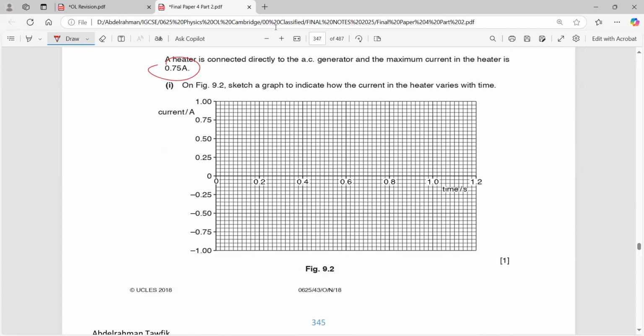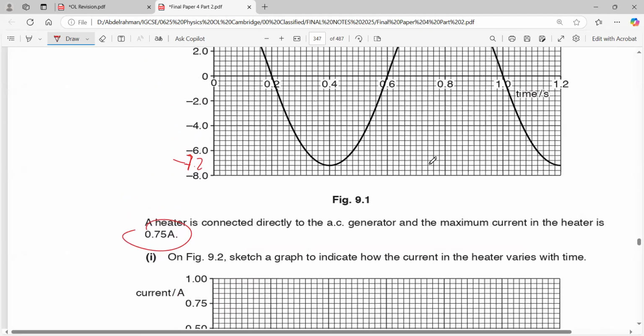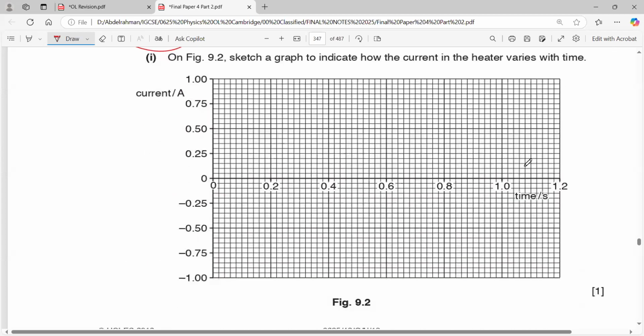Can I sketch the graph to indicate how the current varies with time? Yes, definitely I can do that. Let's zoom in a bit. The maximum voltage was at zero. The minimum voltage was at 0.2. The maximum voltage in the opposite direction was at 0.4, and then 0.6, and then 0.8, and then 1, and then 1.2. So can I plot the points?